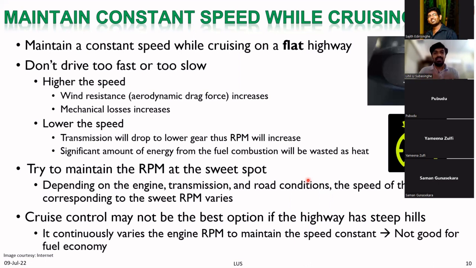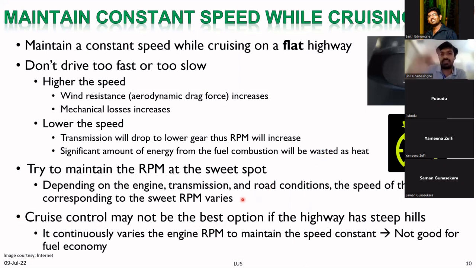Like we all know, the engine is rejecting heat to the atmosphere due to the combustion. But at lower speeds, since the total power output of the engine is not utilized to drive the wheels, a majority of the power is wasted as heat and mechanical losses. So try to stay within that sweet spot. This is a very important thing.